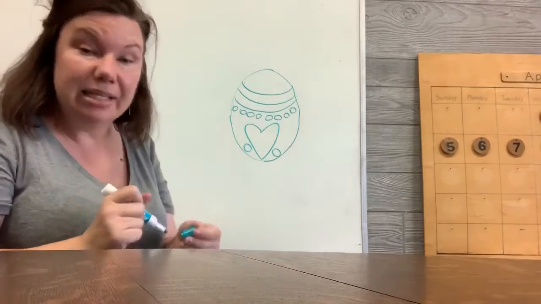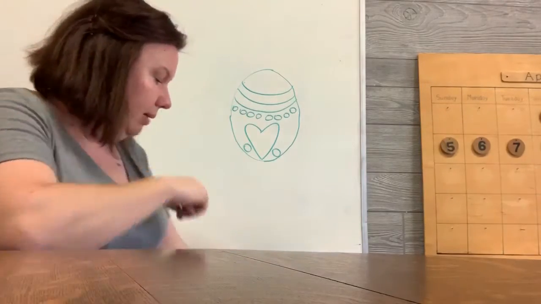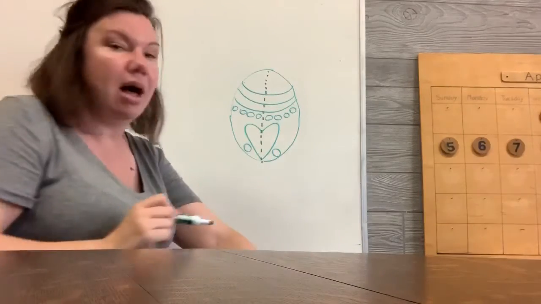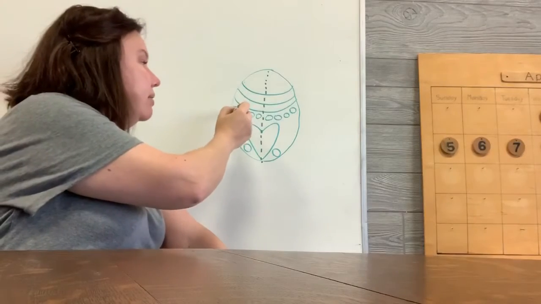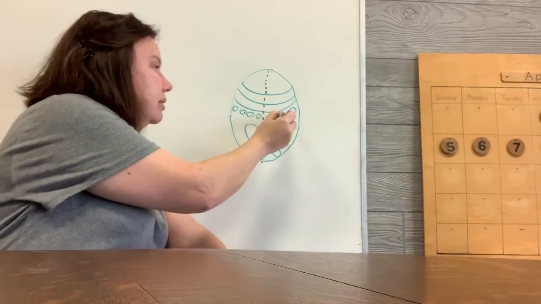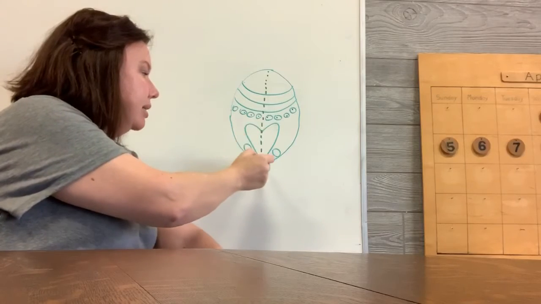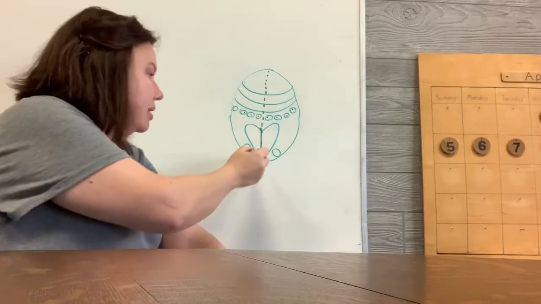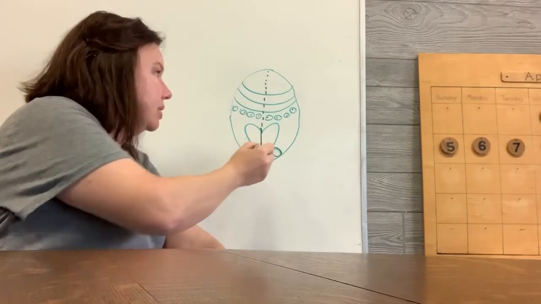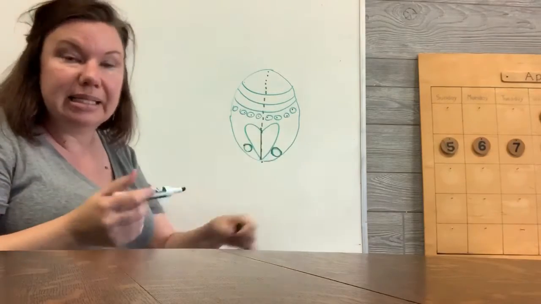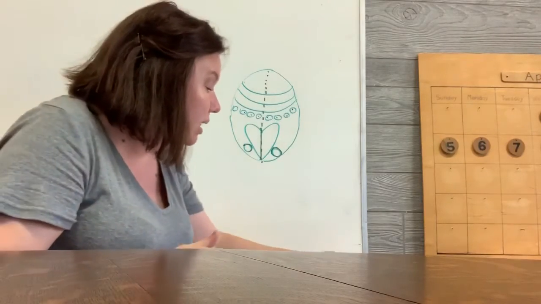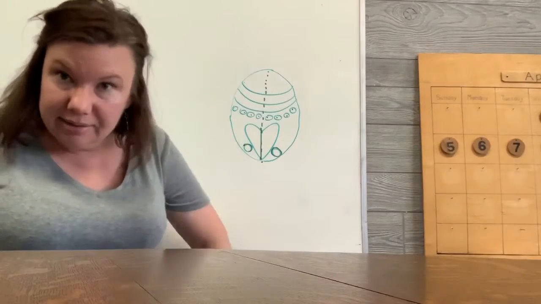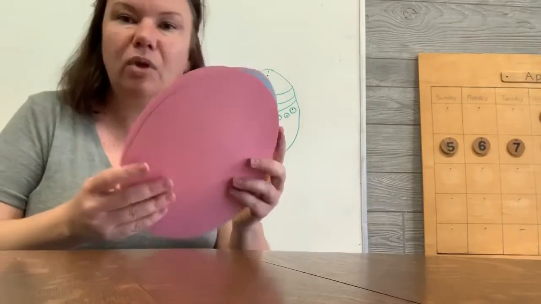Okay, let's see if this design is symmetrical. If we have our line of symmetry, now look. This side, 4 circles. This side, 4 circles. This side, exactly half a heart. This side, other half of the heart. This side, 1 circle. This side, 1 circle. So now our design is symmetrical. So you can decorate your Easter egg any way that you want, as long as it is symmetrical, okay?